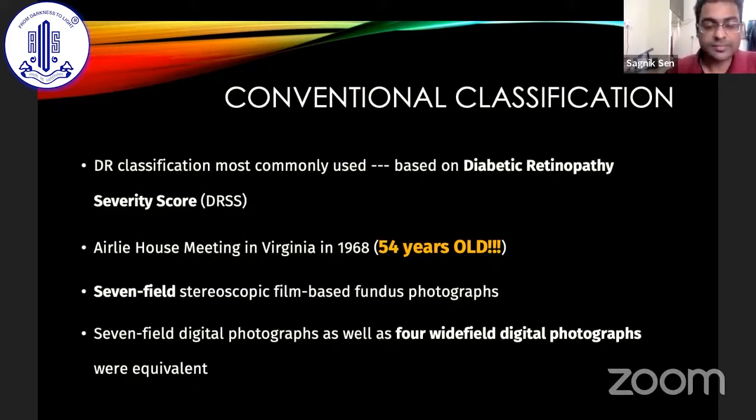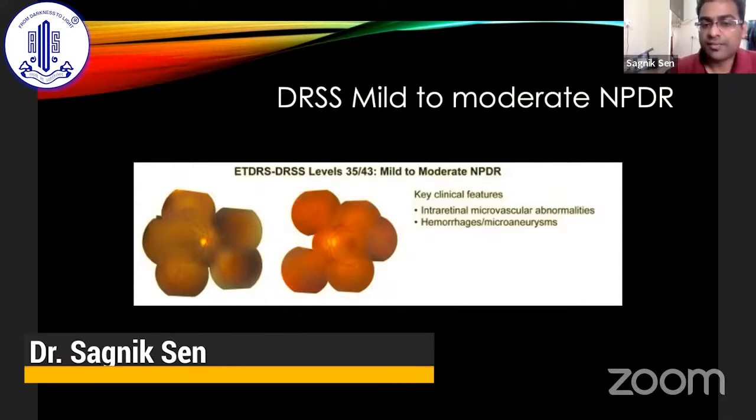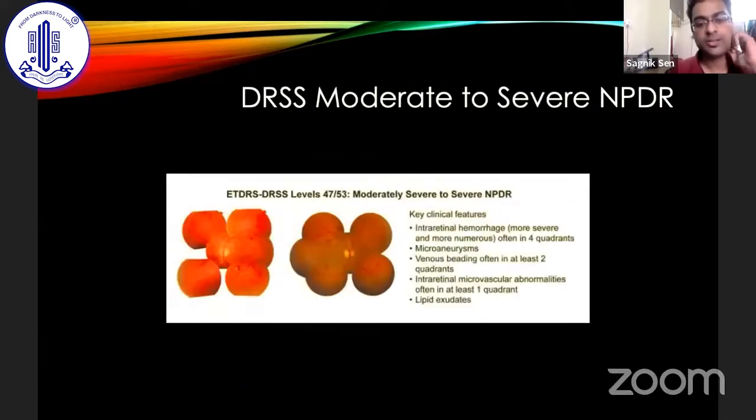Every resident passing out of medical school knows this classification. This classification was based on the diabetic retinopathy severity score, which was decided in the Airlie House meeting in Virginia in 1968, so that was 54 years ago. The classification was based on 7-field stereoscopic film-based fundus photographs. However, later on it was realized that the 7-field photograph was almost equivalent to the 4 wide-field digital photographs that we use today. So this is just an overview of the classification.